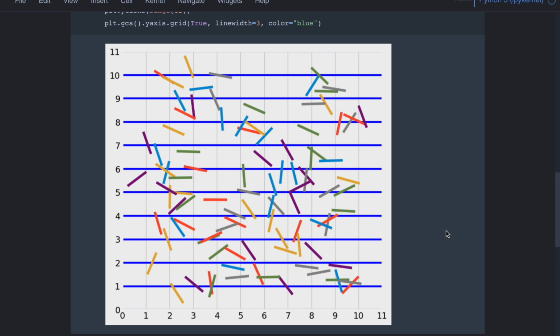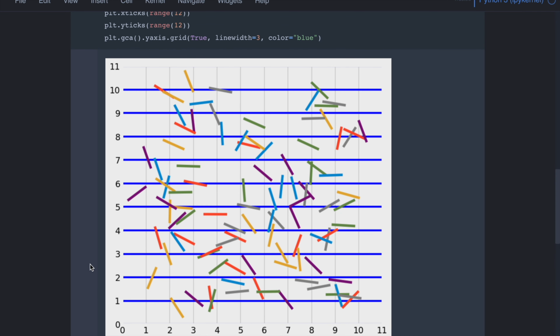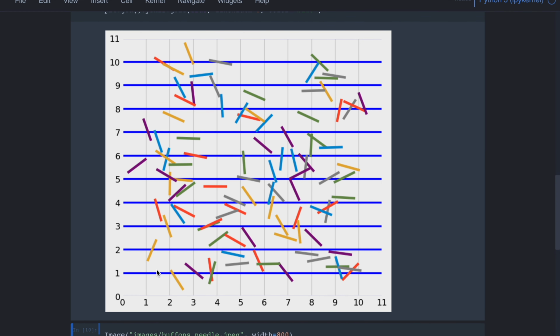In this video, we will solve another interesting problem called Buffon's needle. Okay, so it goes like this. Now imagine we have a plane or a paper with these horizontal lines, with these blue horizontal lines. Please ignore these vertical gray lines. Those came as part of the plotting, but we'll have only these blue horizontal lines.